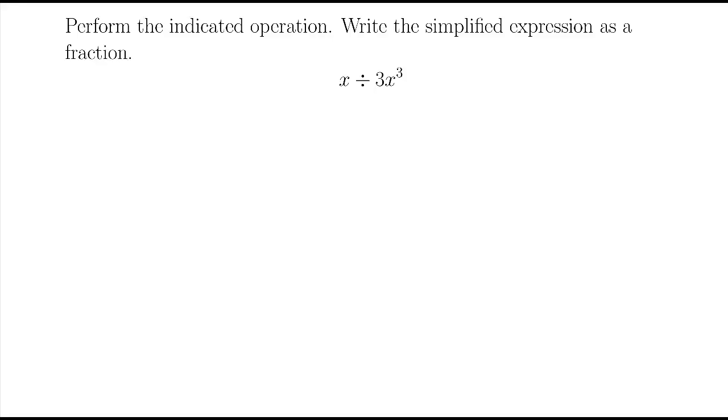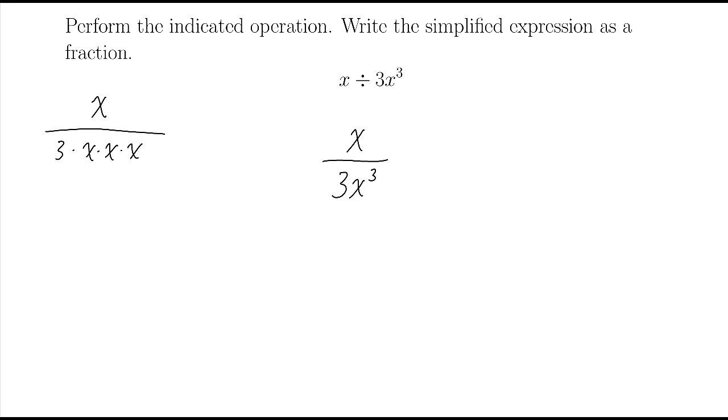Let's divide x by 3x to the third power. Okay, if we write this as a fraction, x over 3x to the third power, then we can keep track of where all these x's are located. Remember, you have an x on the top, and a 3 times x times x times x on the bottom. That's what the x to the third power represents.